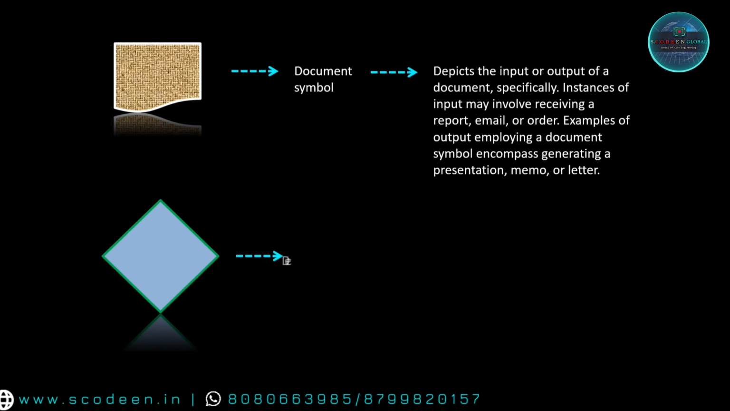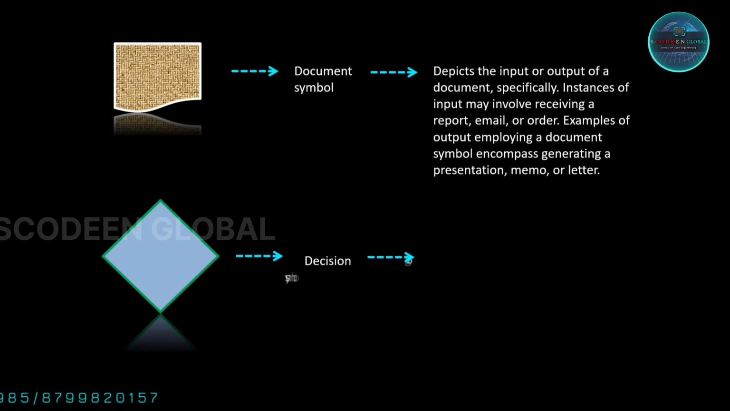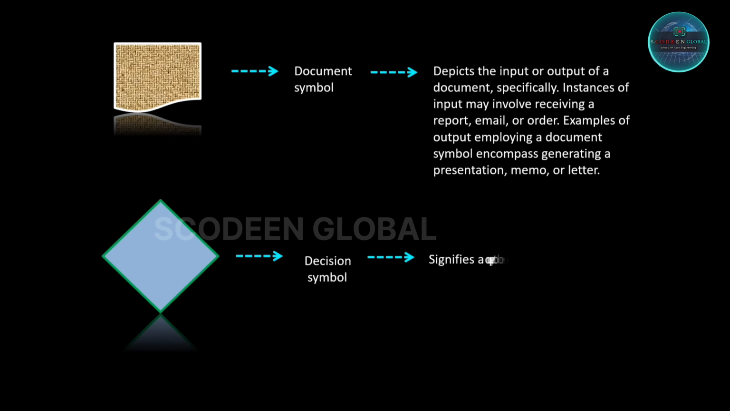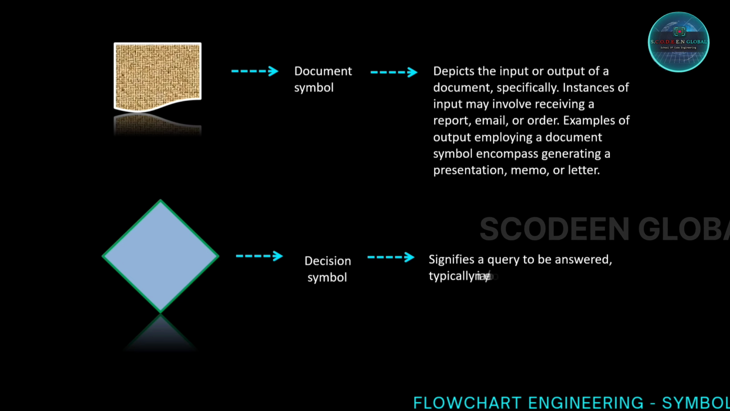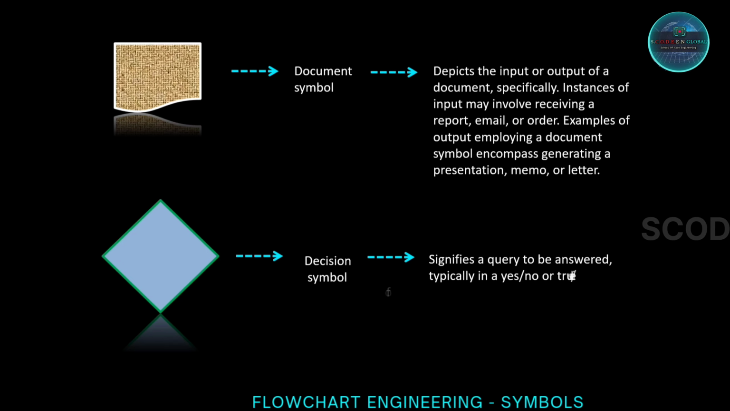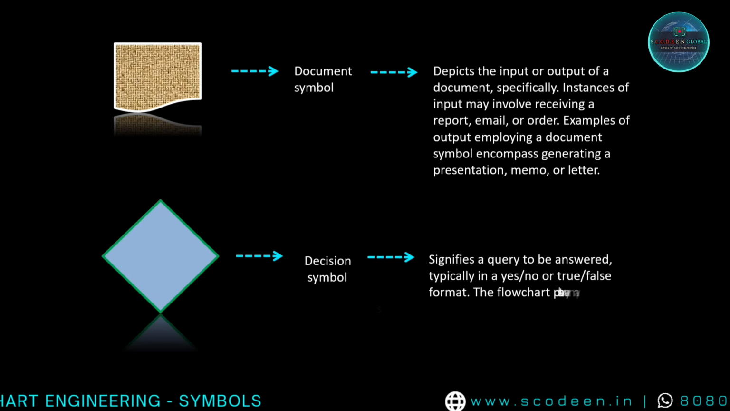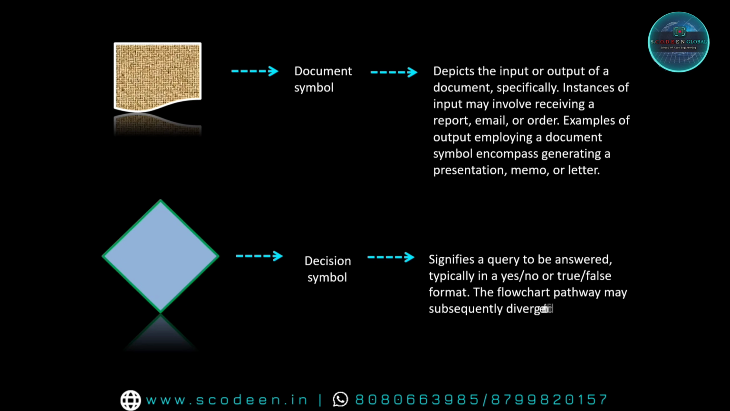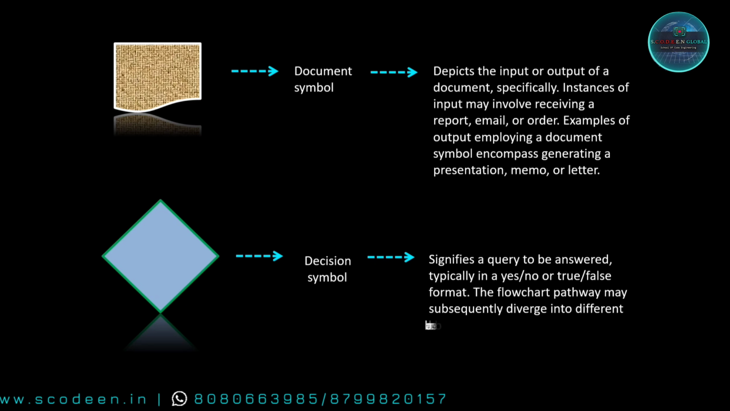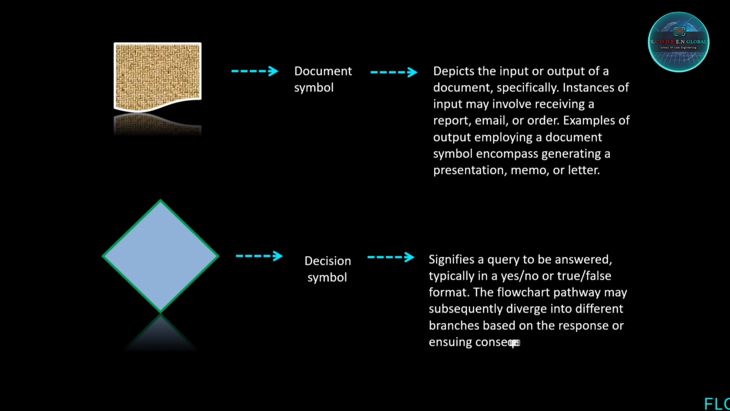This diamond shape, which is very important in the flowchart process, is known as the decision symbol. Basically this represents decision-making activities, meaning yes or no, true or false. These are the conditions we have to implement in this diamond shape.